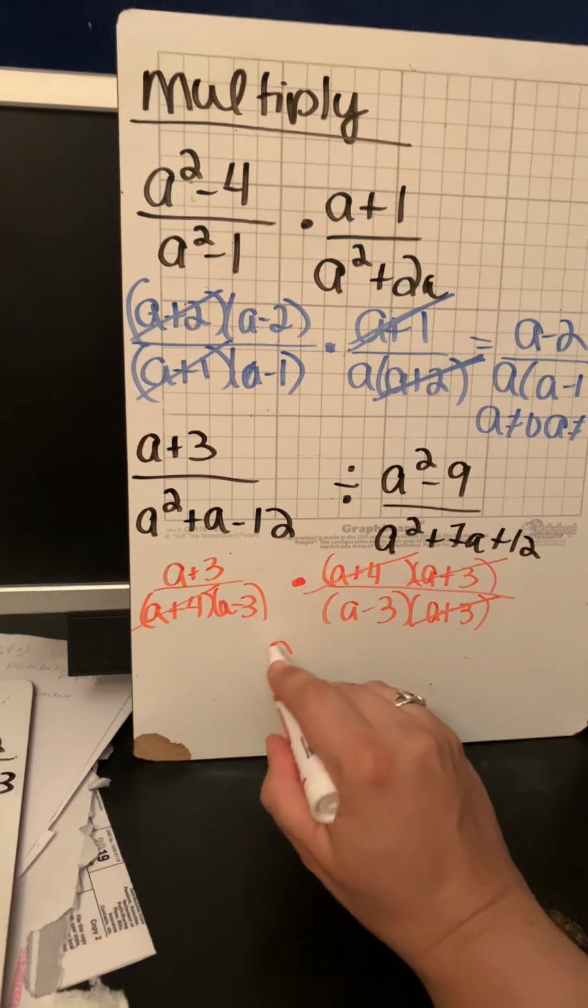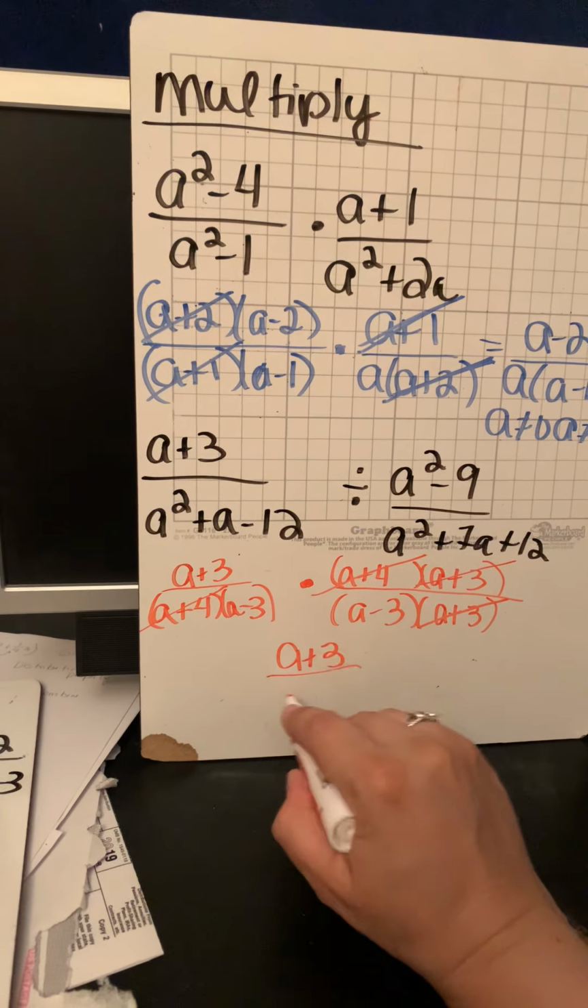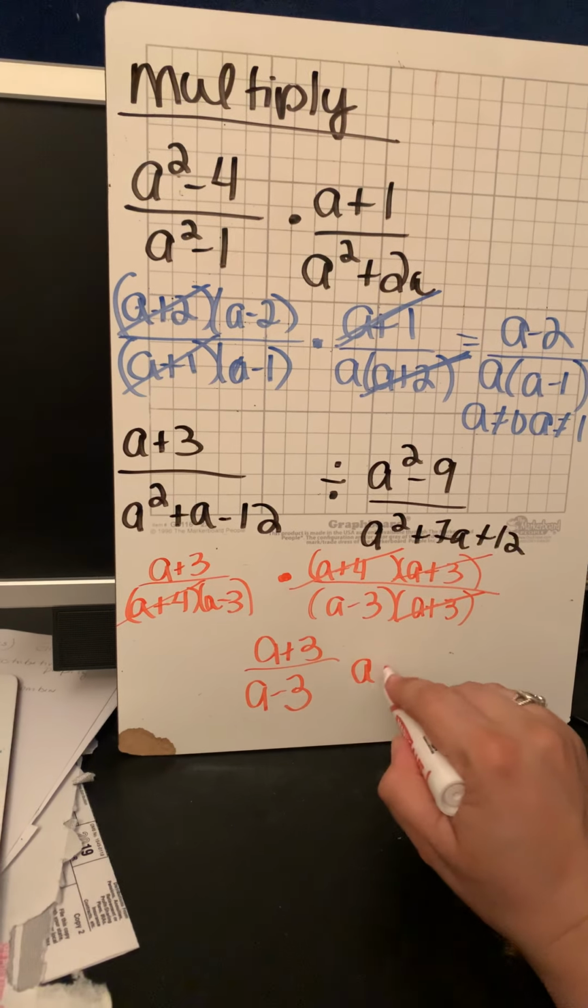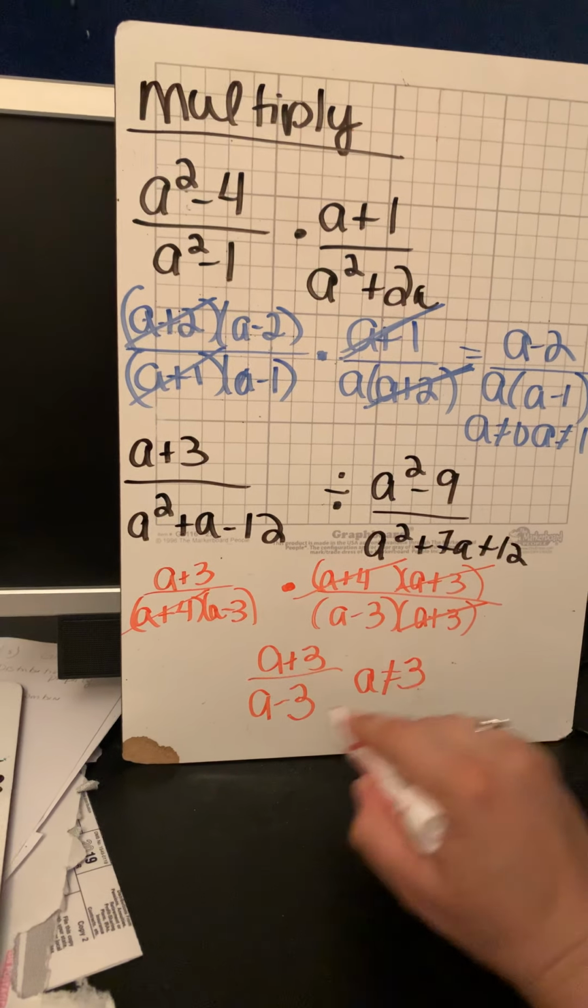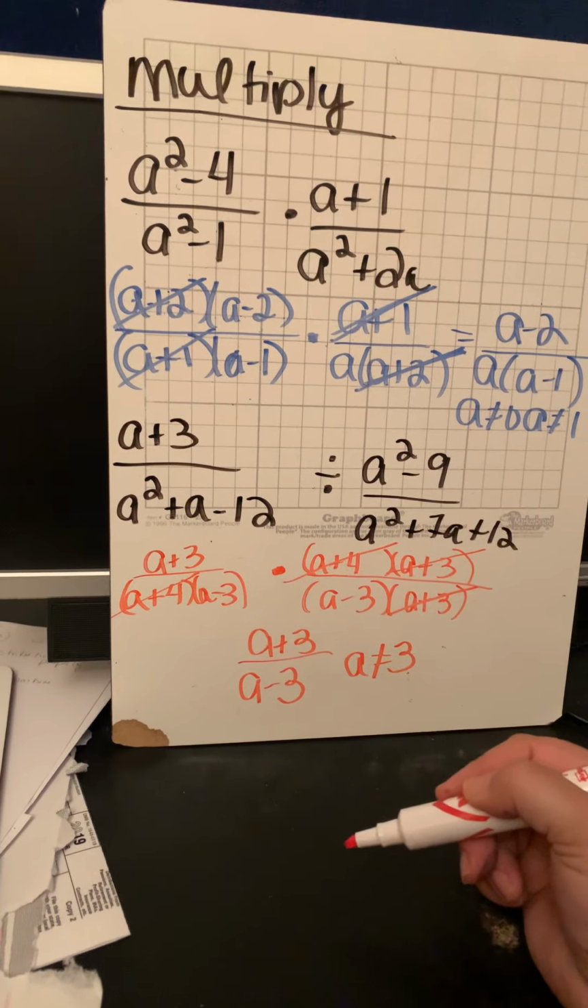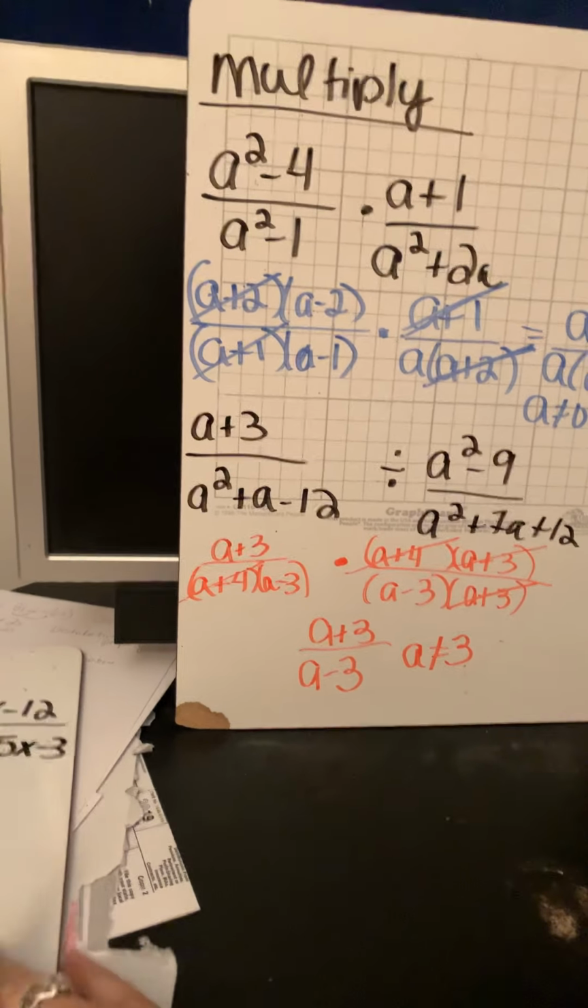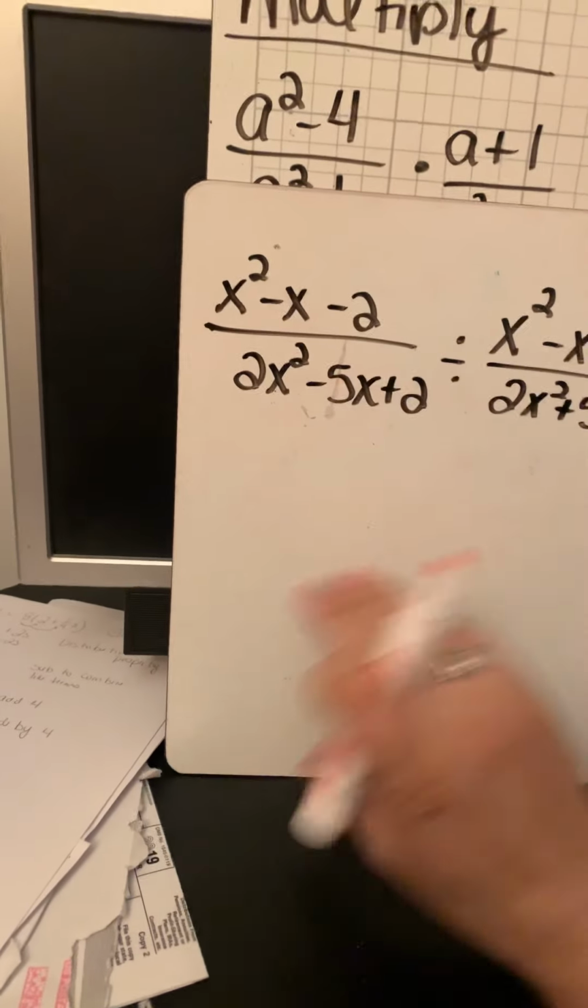So what am I left with? An a plus 3 all over a minus 3. And what's my restriction? A cannot equal a positive 3, because that would take that to 0. And that's all that's to the dividing. So let's do one more dividing. And like I said, these are actually kind of fun.